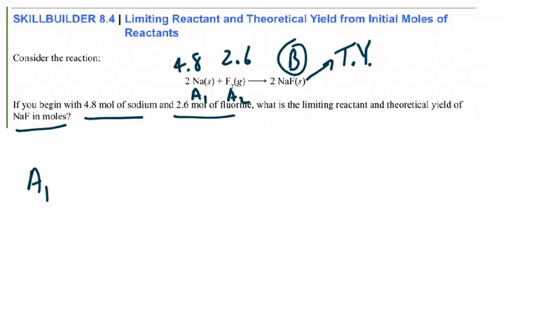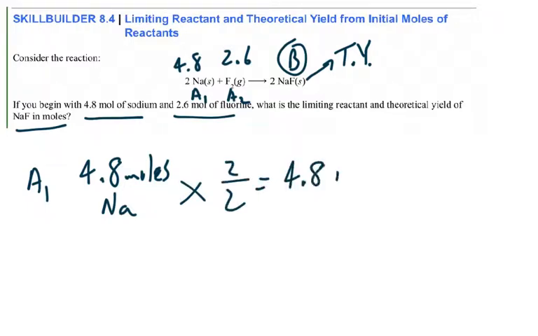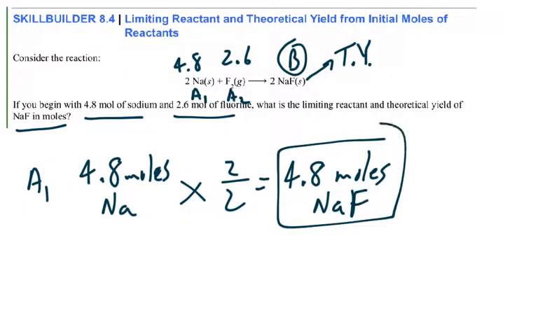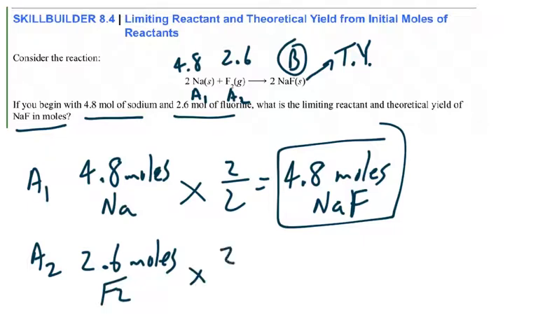First, we'll use A1 or sodium. According to this, we got 4.8 moles of sodium, which is Na, which is A1. The mole ratio is 2/2. So we got the same answer here, but it's no longer moles of A, it's now moles of NaF. Let's put a little box around that. That may or may not be our answer. We got to do a second mole-to-mole problem. This time we're going to use A2, which is fluorine, and according to this, we got 2.6 moles of fluorine. The new mole ratio is 2/1, so when you multiply that by 2, you get 5.2 moles of NaF.